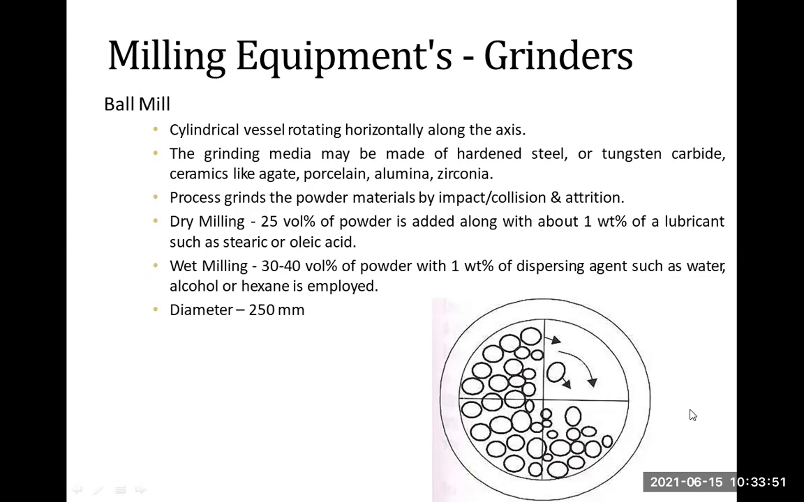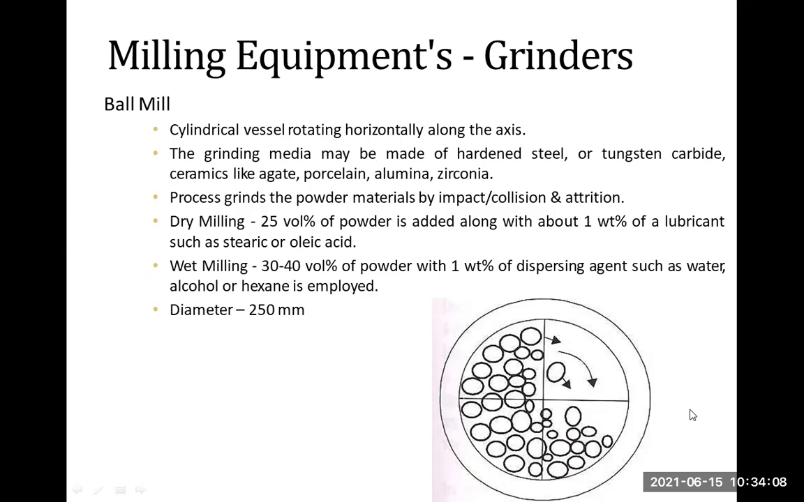In wet milling, the powder is 30 to 40 percent, and the agent that we are going to use may be water, alcohol, or hexane. The minimum diameter of the drum should be a minimum of 250 millimeter.